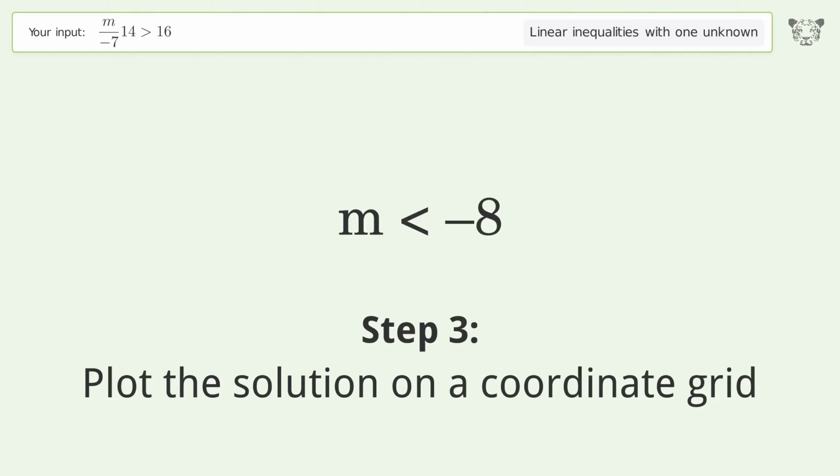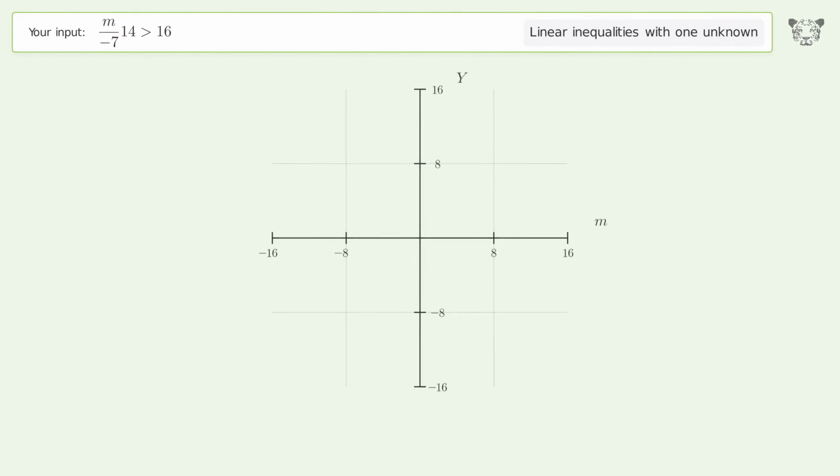Plot the solution on a coordinate grid. And so the final result is m smaller than -8.